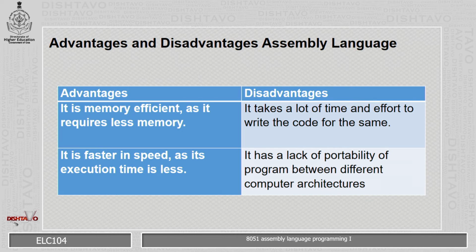Again, I will highlight the advantages and disadvantages of assembly language. Assembly language, as we have seen, is memory efficient as it requires less memory, and it is faster in speed as the execution time is less. The disadvantages of assembly language are that it takes a lot of time and effort to write the code, and there is a lack of portability of programs between different computer architectures.